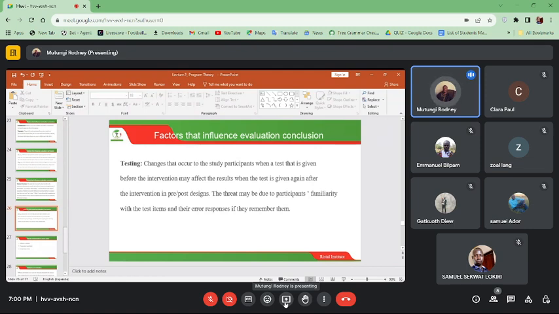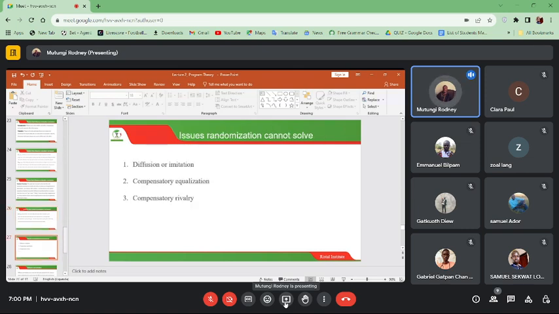Okay, so in this case, you want to design different kinds of tests so that the one which is administered before is different from the one which is administered after. They could be related but a bit different. So that is why we need to know these factors.